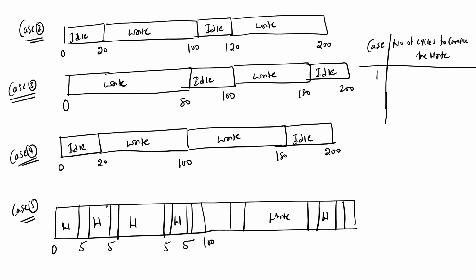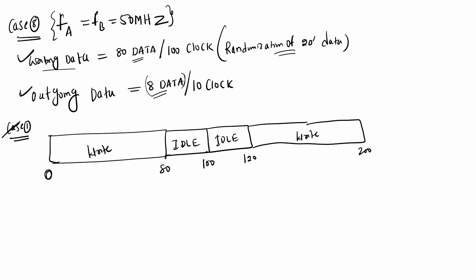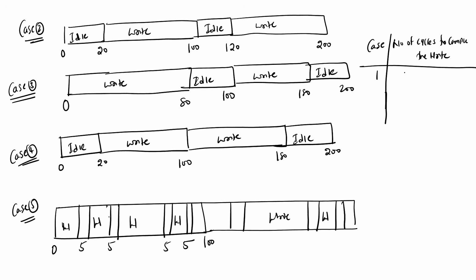Number of cycles, how many are required? 200. Okay. And case 2, it's 200. Case 2 is 200. Okay. And case 3, 180. Case 4, 180.